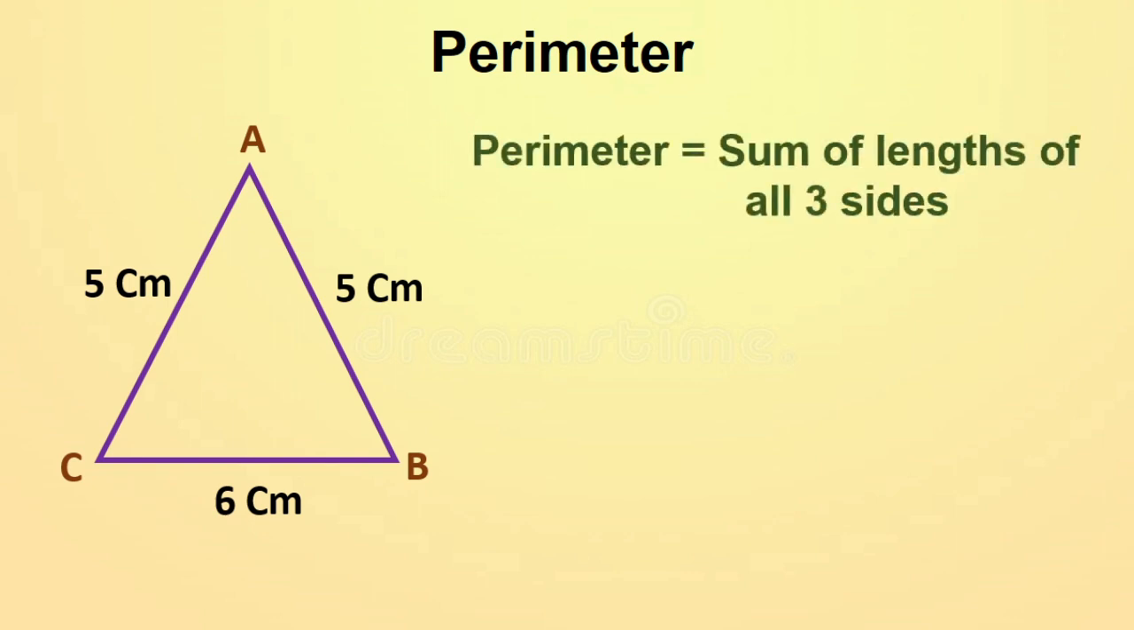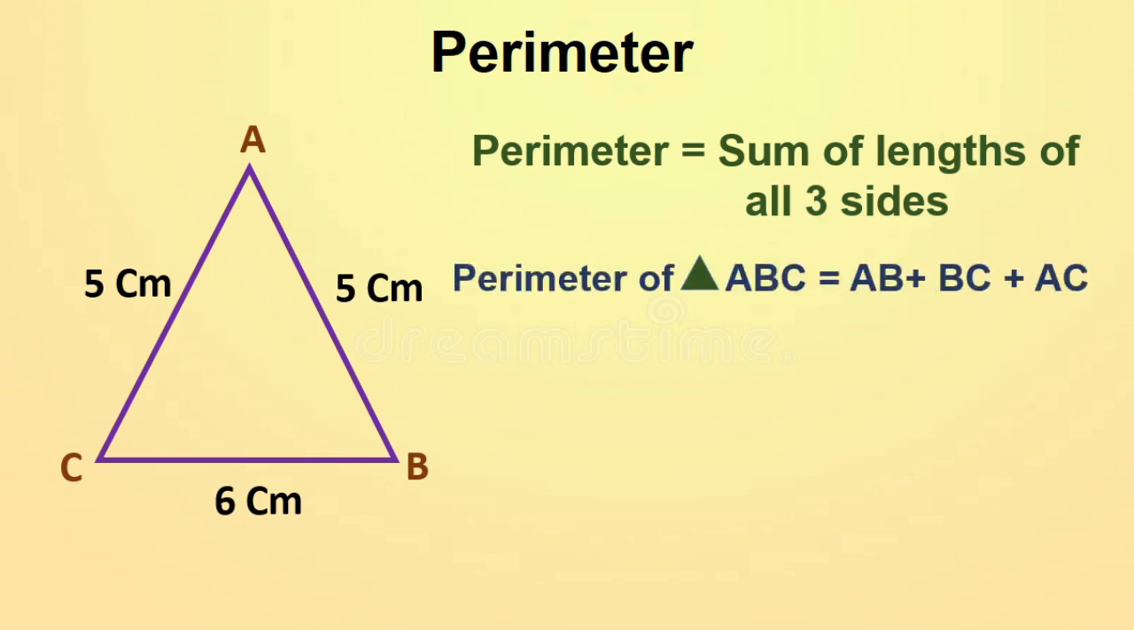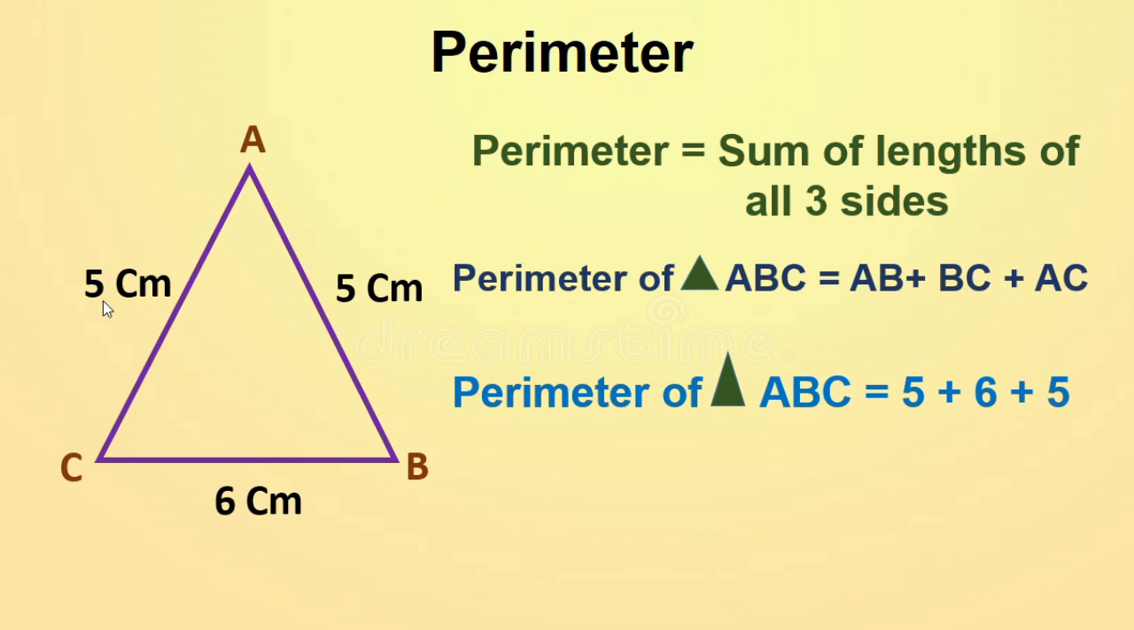First we will write perimeter is equal to sum of lengths of all three sides. Right? Next, we will write perimeter of triangle ABC is equal to AB plus BC plus AC. Now we will write here. This is 5 we know. This is 5 and this is 6. We will substitute the values in AB, BC and AC. Same thing we have to copy here. This is 5 plus 6 plus 5.